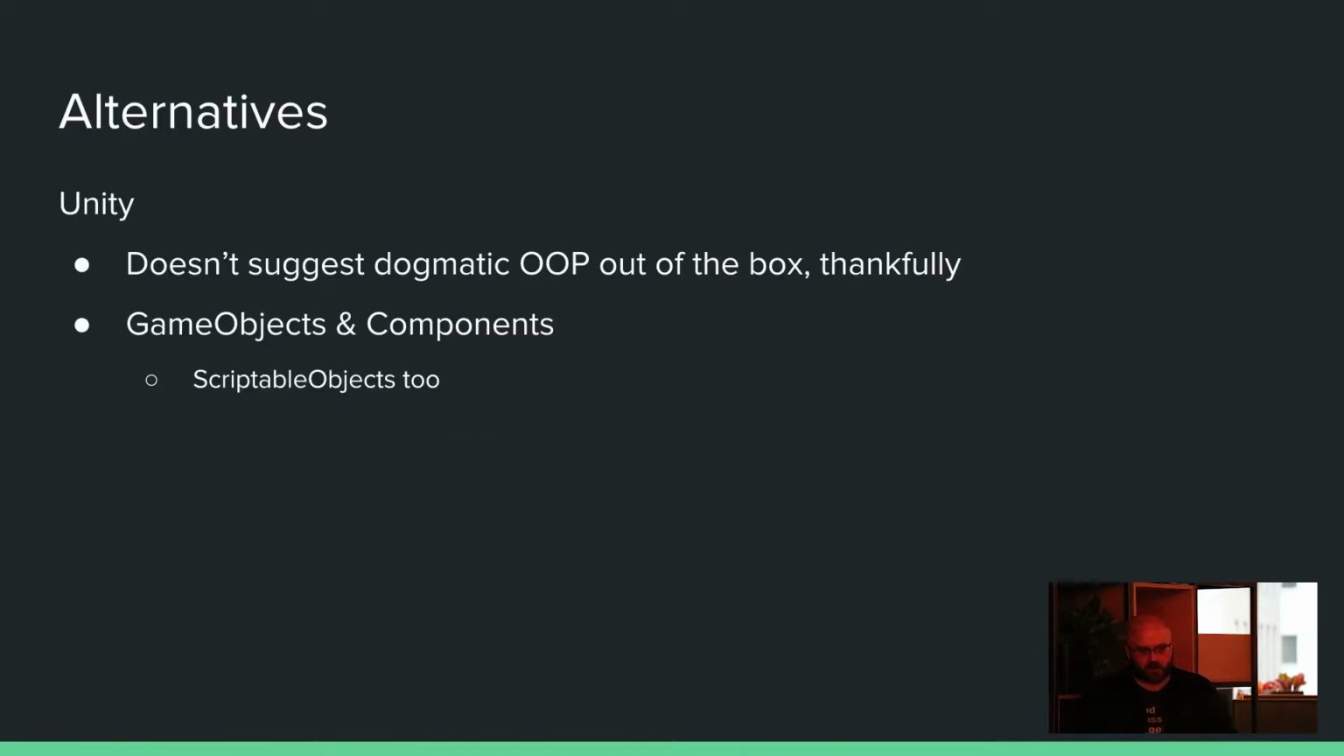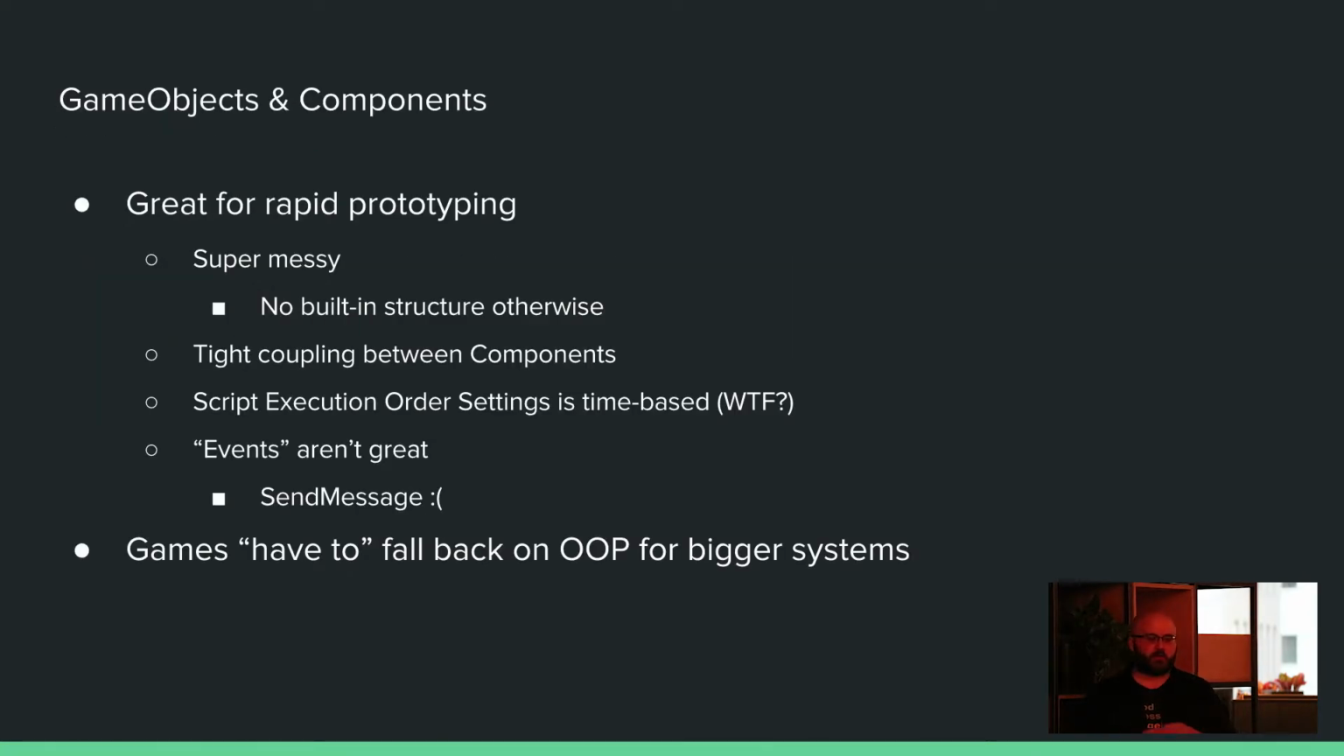Okay, so what alternatives do we have? Well, thankfully, Unity already has an alternative, and that's just game objects and components. Scriptable objects too, stuff like prefabs. Unity doesn't suggest dogmatic OOP right out of the box, thankfully, when you're just working through your first tutorials.